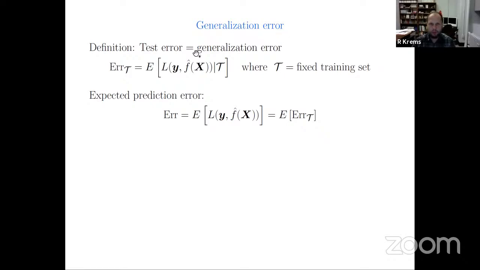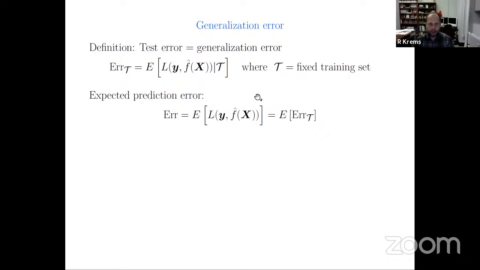So we want this error to be as small as possible. And this error, also called test error, is basically defined as the expected value of the loss function given a fixed training set. And this is important: for a fixed training set, the expected value of that is going to be your generalization error. Now, this quantity is very difficult to calculate.